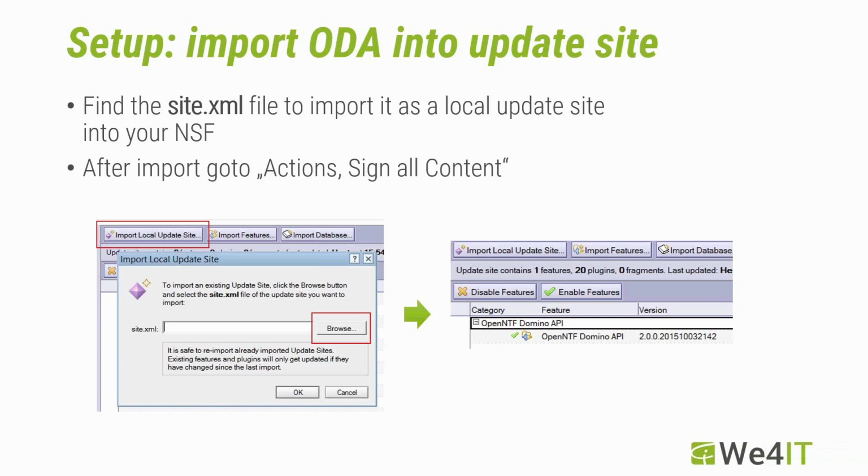And this file has to be imported in the update site NSF database you just set up in the step before. So there's an action, import local update site. Just navigate to the site.xml on your hard disk and hit the OK button. And after some time, it will show up as an entry on the right side in the view of that database, which is categorized under OpenNTF Domino API, and the feature is also called OpenNTF Domino API. Look out for the version number that is displayed there. The current version is version 2, and I strongly recommend you use the latest version of that plugin, of course, because of bug fixes and features.